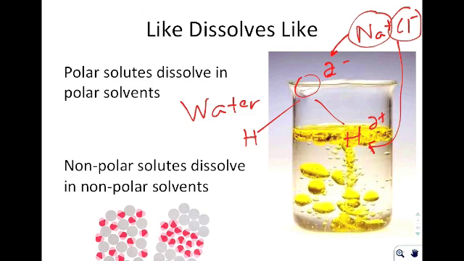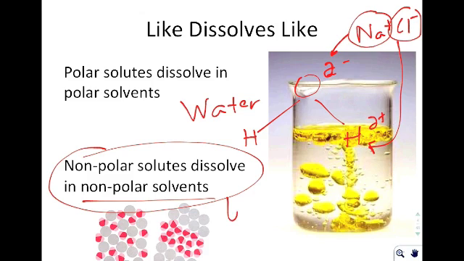Something else to keep in mind is that nonpolar solutes will dissolve in nonpolar solvents. The most common nonpolar solvent that we generally hear about is benzene. Benzene is the whole 1,3,5 cyclohexatriene. Okay, it's the alternating double bonds. This is the most common nonpolar solvent that we generally see.